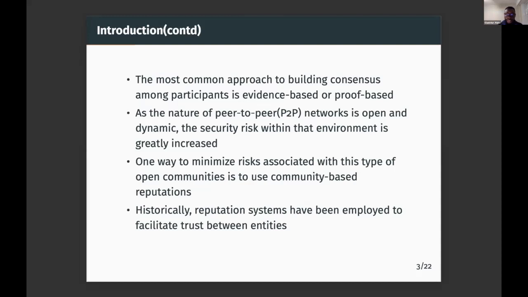is greatly increased. And one way to minimize risks associated with this type of open communities is to use community-wide reputation as the basis for which interactions between nodes within the network will be judged. And historically, reputation systems have been employed to facilitate trust between entities when anonymity is key to the operation of the system.